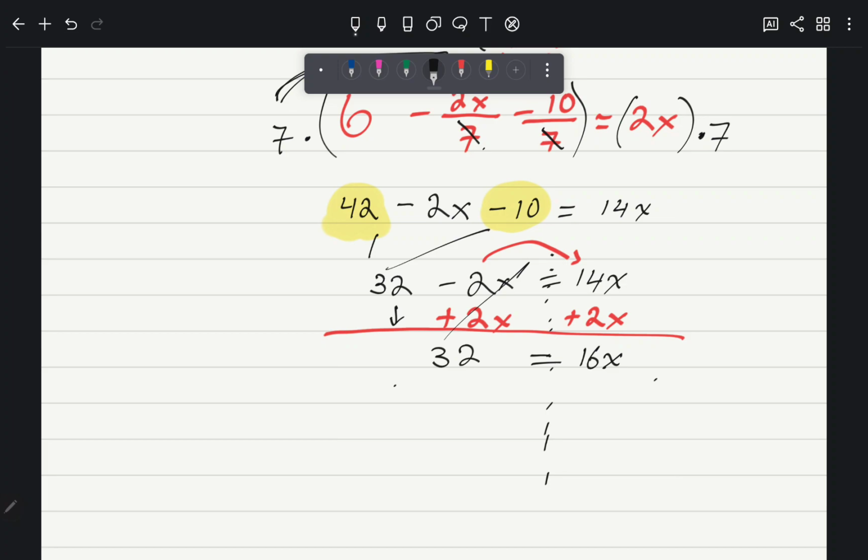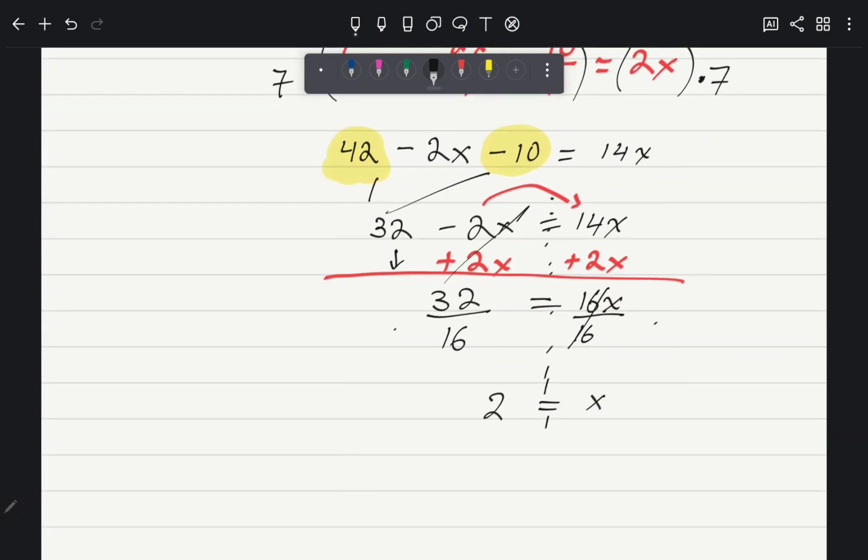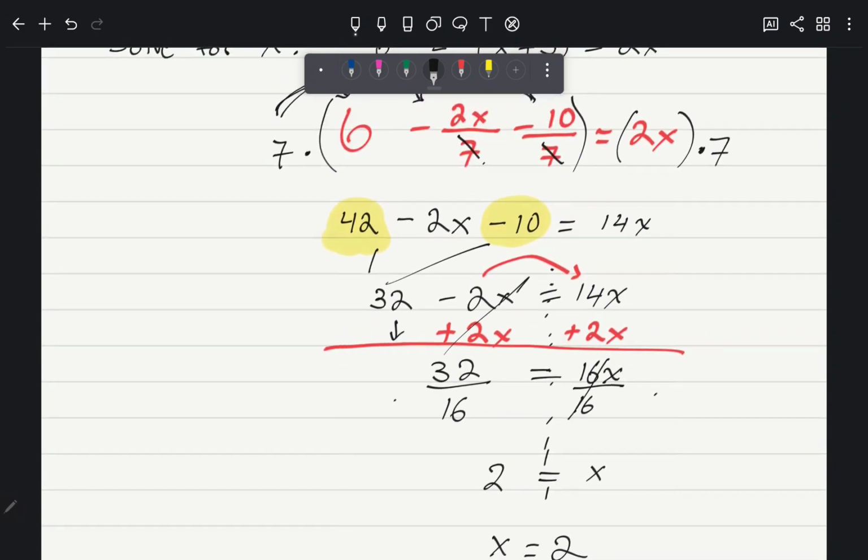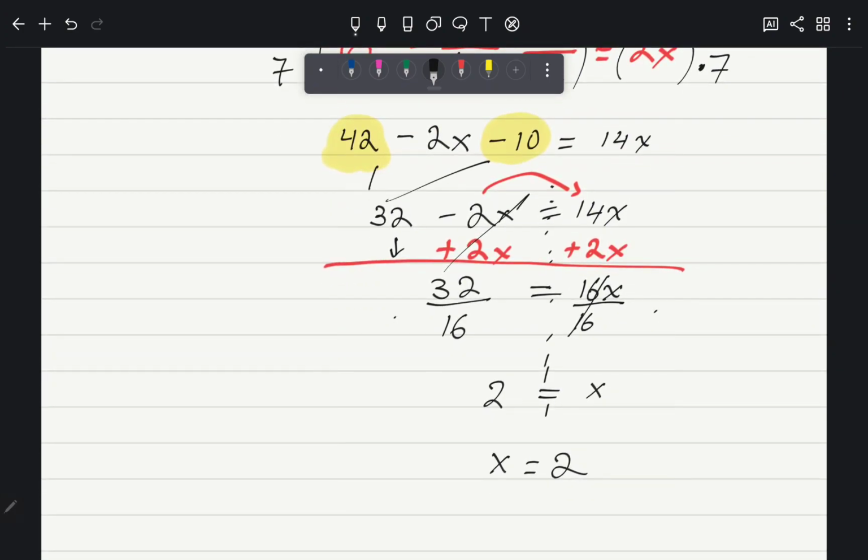And what we can do is, since we have 16 times x, we're just going to divide 16 to both sides to get that x by itself. We did the opposite. And now we have x is equal to 32 divided by 16 is 2. So 2 is equal to x, or we can say x is equal to 2. And if you want, you can plug it back into the original equation to see if it's true. And this is our solution right here.